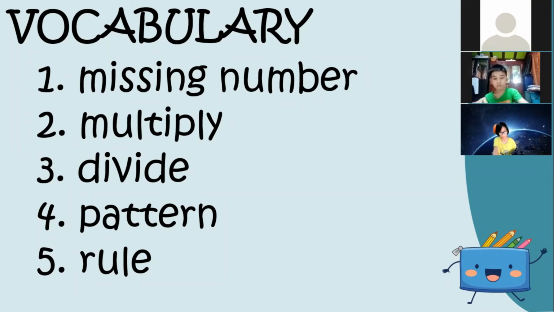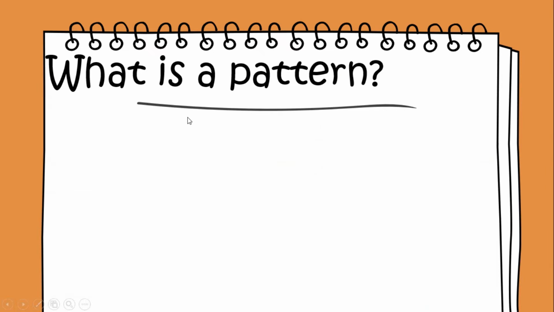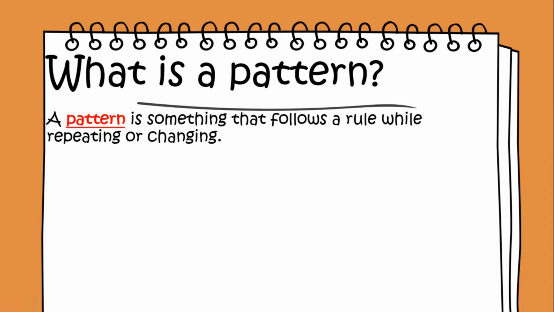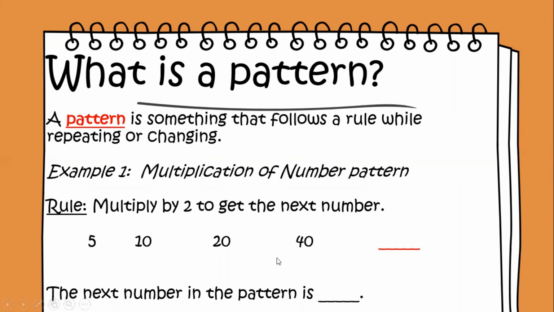So that's for our vocabulary. Let's move on to our main topic. We have a question here. What is a pattern? A pattern is something that follows a rule while repeating or changing. Let's look at an example here. Example 1, multiplication of number pattern. So we have to follow a rule. It says multiply by 2 to get the next number. The next number in the pattern is blank.